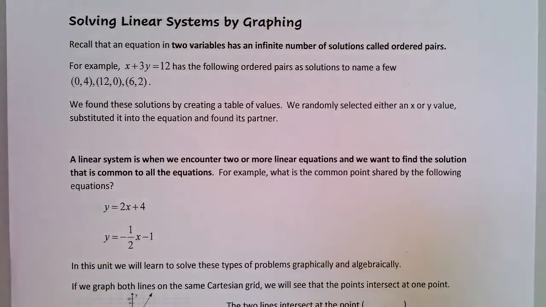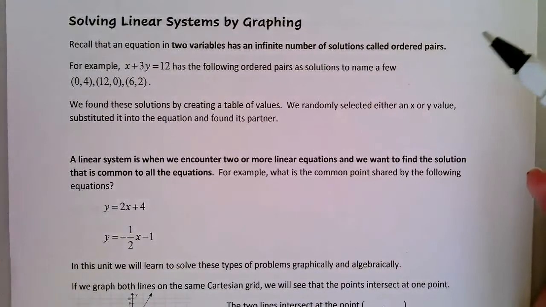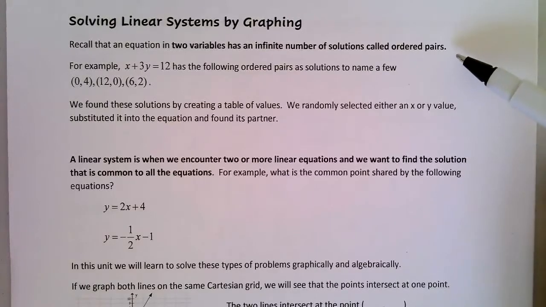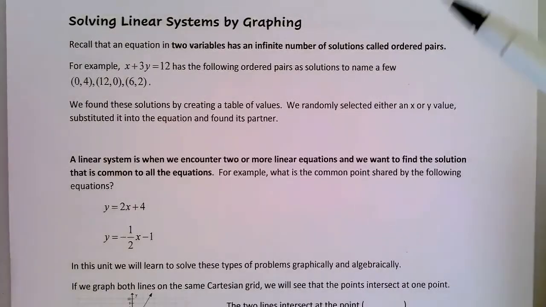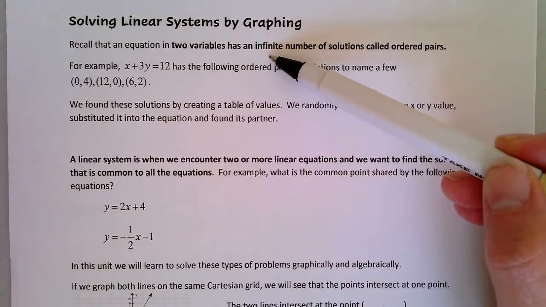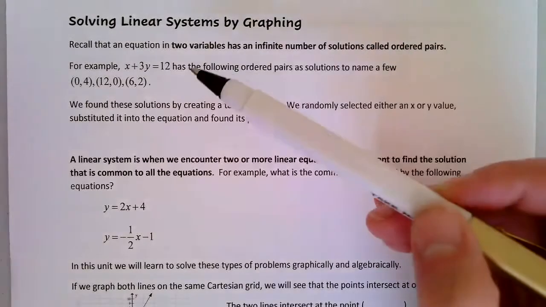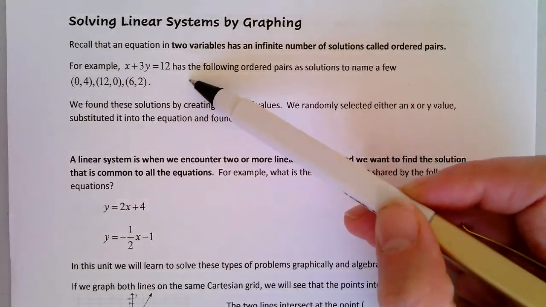So before we get into solving linear systems by graphing, I want to review a couple things that we've already discussed. We have spent a considerable amount of time discussing linear equations. And so when you have an equation that is in two variables, meaning it has an x and a y, we learned that there was an infinite number of solutions which were called ordered pairs. And I have provided an example here for you.